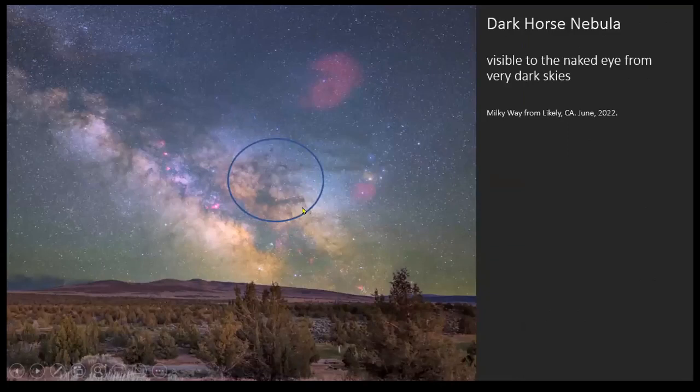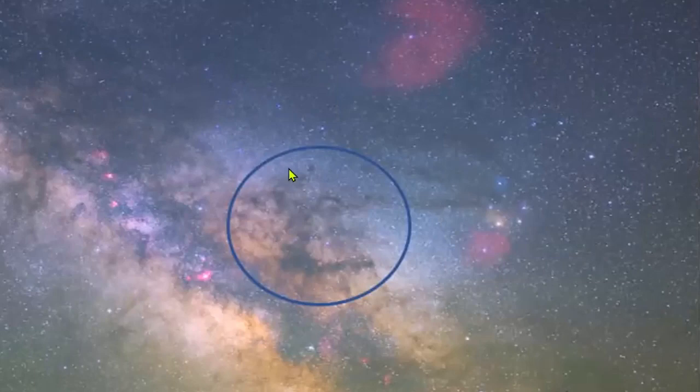Here's that same photo I took from Likely with the 28 millimeter lens, and you can see the shape of the Dark Horse a little better here. Here's the head of the horse. Here's the front legs, right? And here's the hind legs. The hind leg is referred to as the Pipe Nebula. That's a famous one in Lynds' catalog of dark nebulae. It's a famous nebula, and there's a lot of research being done on the Pipe Nebula here.